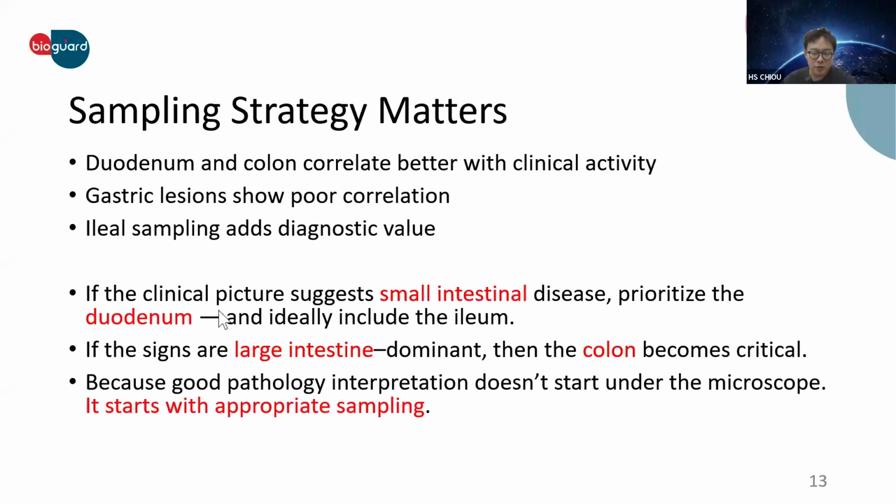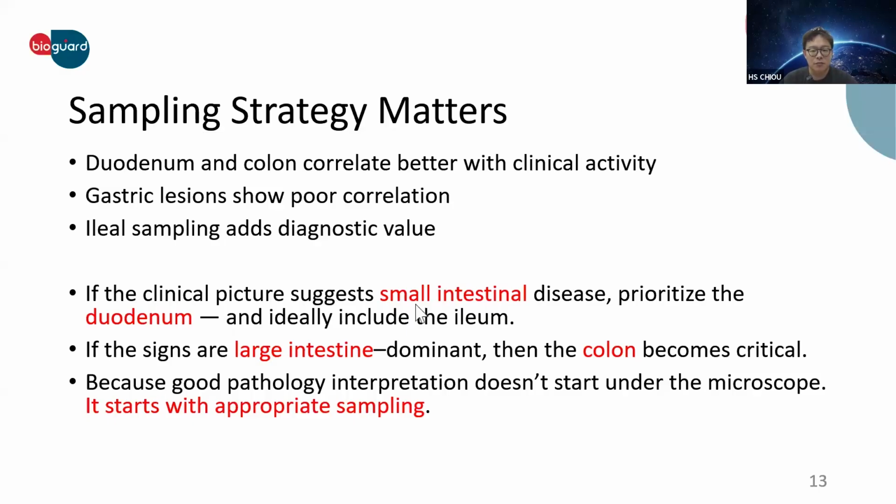However, one very important finding from this study was that histological scores correlated significantly with clinical activity in the duodenum and colon, and not in the stomach. In other words, gastric biopsy may be much less informative when we are trying to assess IBD severity. The correlation was moderate for duodenum and colon, not perfect but meaningful. The stomach, no significant correlation.